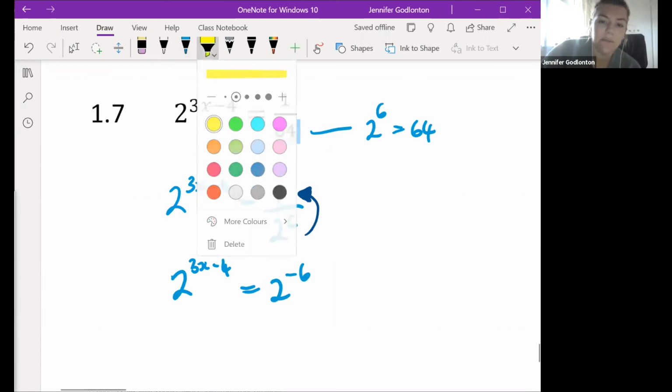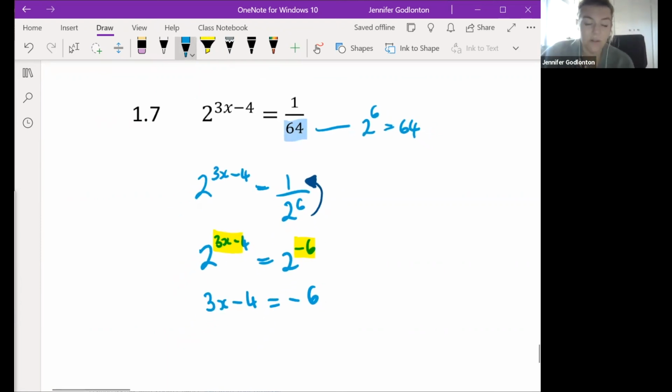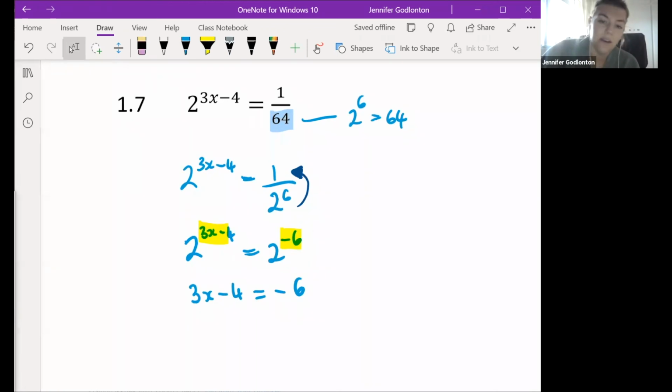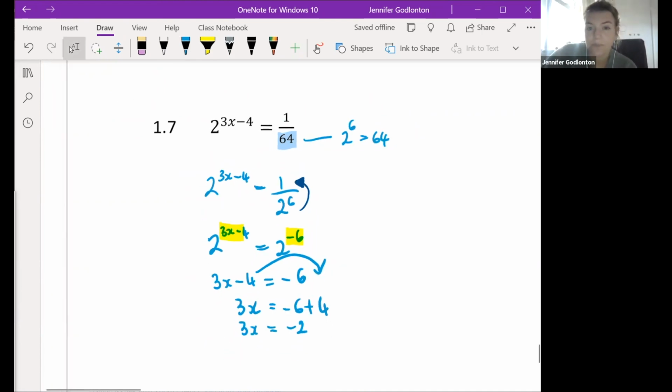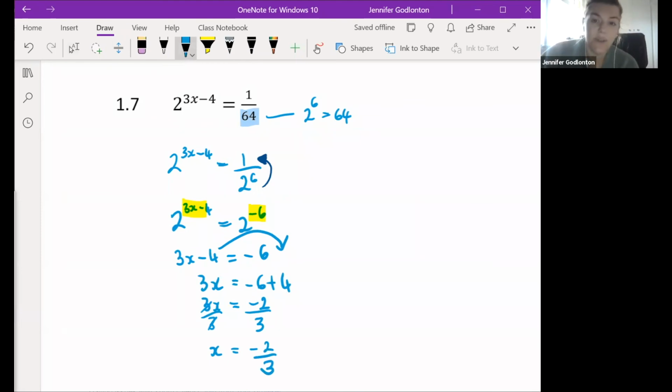And as soon as our bases are the same, then our exponents are the same. And so I can now say 3x minus 4 is equal to negative 6. So I've done all of the hard work at this point. I can move my 4 over. So 3x is going to be equal to negative 6 plus 4, which means 3x is going to equal negative 2. And then I just need to get x to be alone. So I'm going to divide both sides by 3, and x is going to be negative 2 over 3.